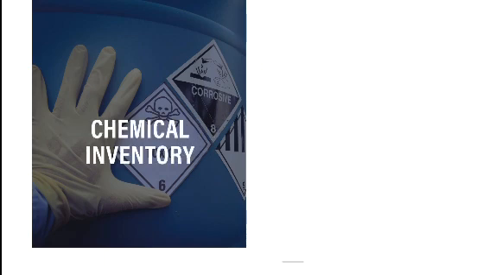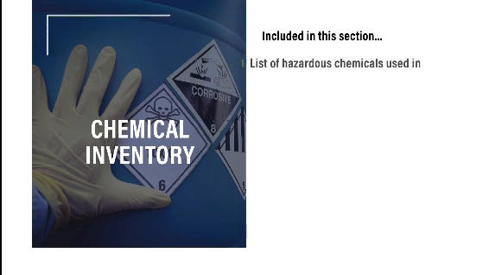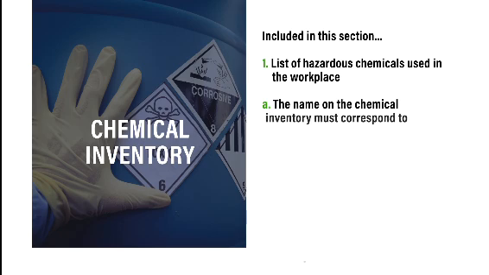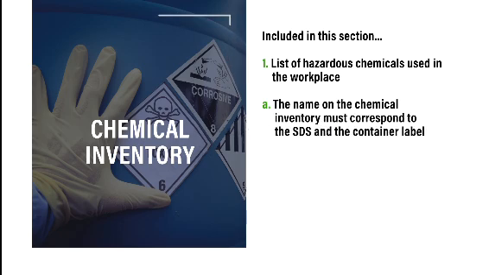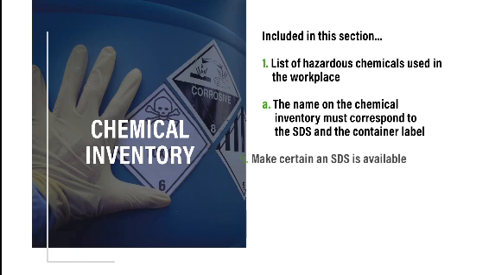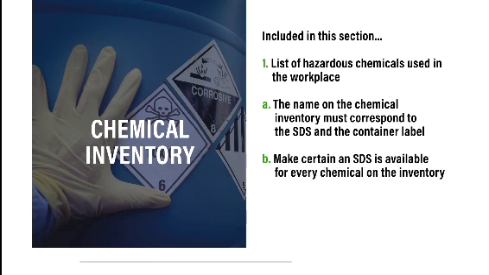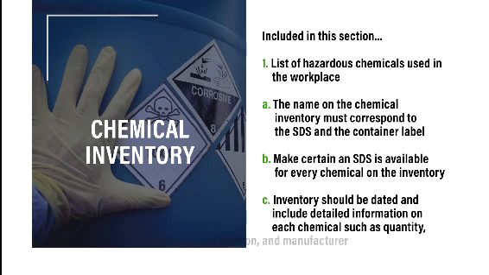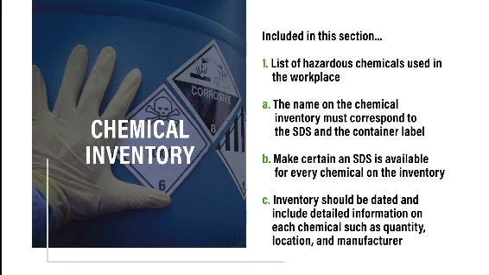Chemical inventory. Included in this section of the written program is, number 1, a list of hazardous chemicals used in the workplace. This includes the name on the chemical inventory, which must correspond to the SDS and the container label. You must make certain an SDS is available for every chemical on the inventory. An inventory should be dated and include detailed information on each chemical, such as quantity, location, and manufacturer.